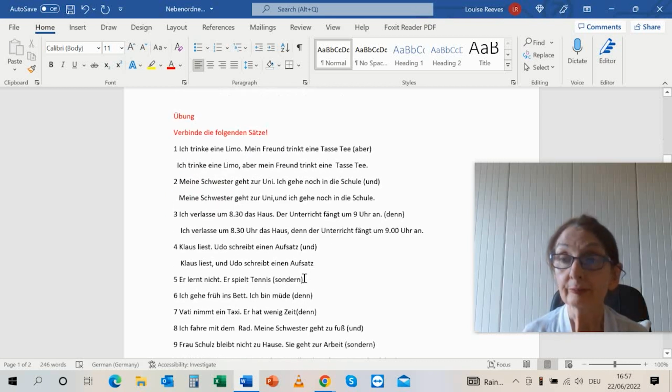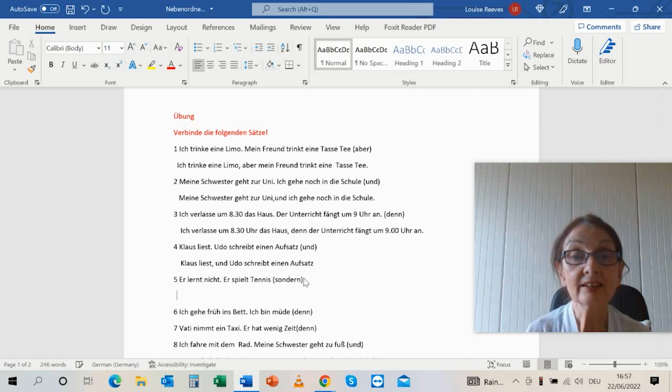Now we have a sondern. And obviously you can see the nicht there at the beginning in the first Hauptsatz, the first clause. Lernt nicht, sondern, on the contrary, quite the opposite, spielt Tennis.